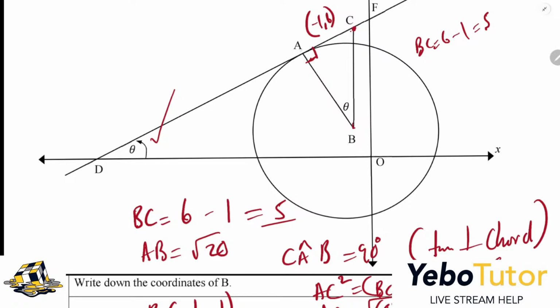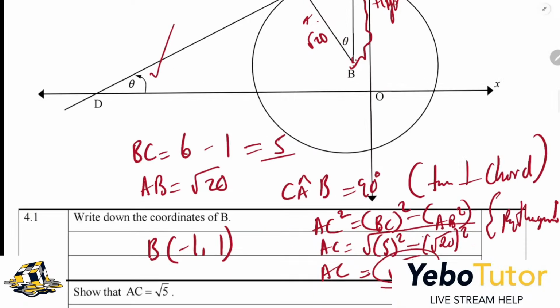So we also know the length between A and B, because we know that this is square root of 20. Now we can find the missing side AC, because AC squared will be BC squared minus AB squared, since it's the Pythagoras theorem, and BC is your hypotenuse, right? This is your hypotenuse, this is your adjacent side, and this is your opposite side. So you can use that and get the answer there.